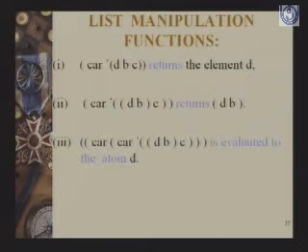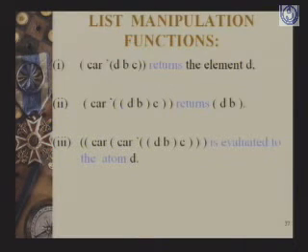The car function takes an argument which is a quoted list, and it returns the first element of the list. For example, on the slide we have car quote the list DBC. Now the first element of this list is D, and therefore the car returns the element D, which is the first element of the list, which is an argument for the car function.